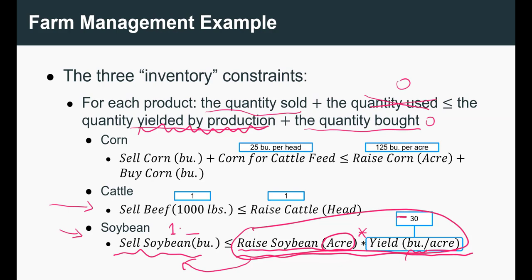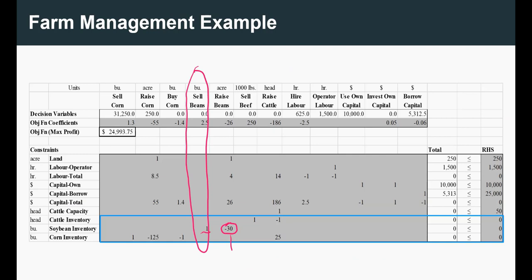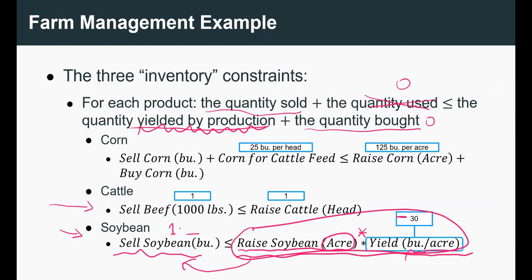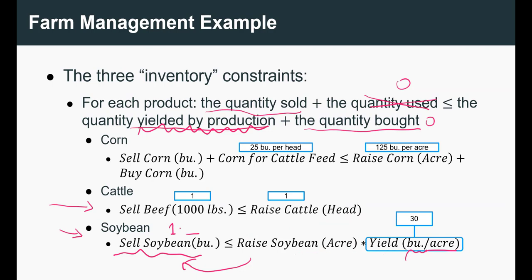So it becomes negative. That's why we come up with this negative 30 here. It's because we're moving it from the right-hand side to the left-hand side. So that's how we got this soybean constraint.